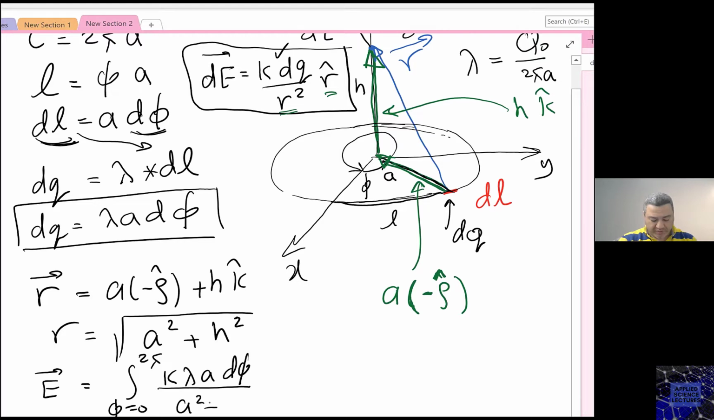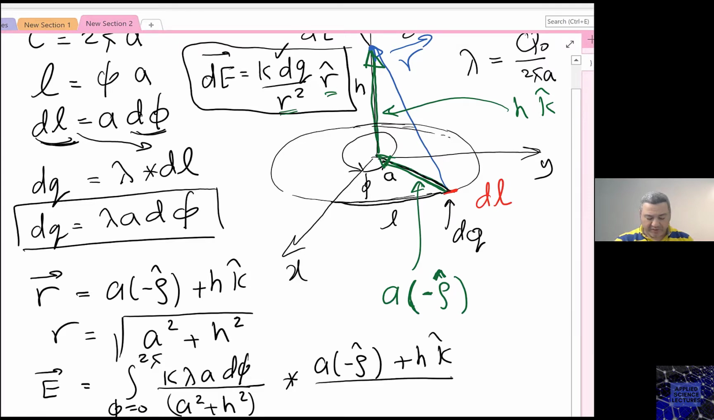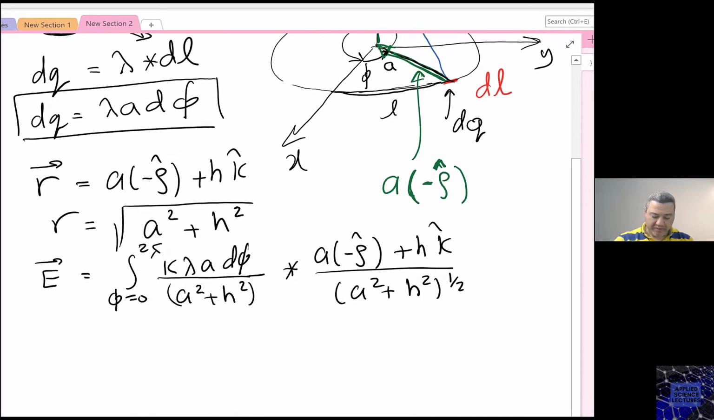a squared plus h squared, times r hat, which is the r vector, minus rho hat plus h k hat, divided by the square root here, which is a half power.